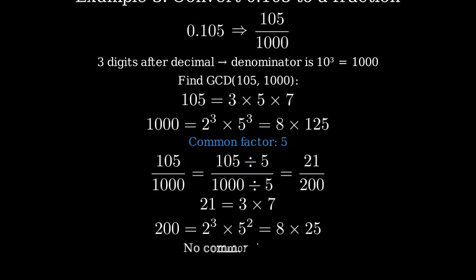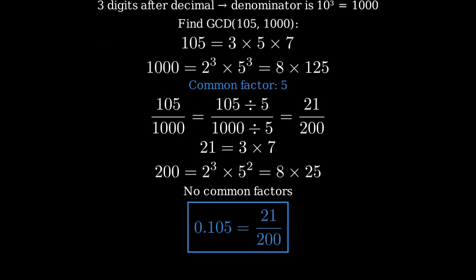Let's check if 21 and 200 have any common factors. 21 is equal to 3 times 7. 200 is equal to 8 times 25, which equals 2 cubed times 5 squared. There are no common factors between 21 and 200. So our fraction is now in simplest form. Therefore, 0.105 equals 21 over 200.